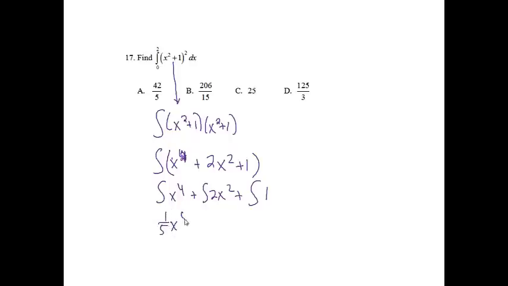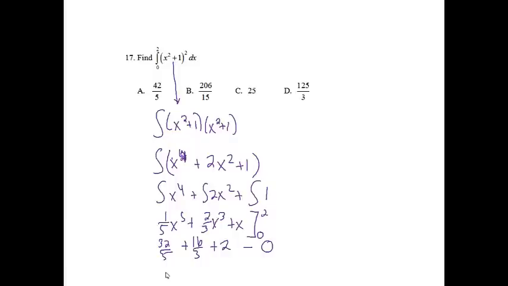So I'm going to have 1/5 x to the 5th plus 2/3 x cubed plus x. And I don't need to put plus c because I'm actually going to evaluate it, and I'll evaluate it at 0 and 2. If I plug in 2, I'll get 32/5. If I plug in 2 here, I'll get 16/3. If I plug 2 in here, I'll get 2. And then minus, if I plug 0 in, I'll just get 0.